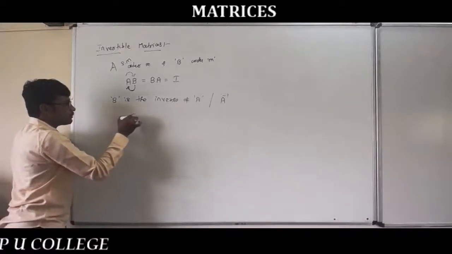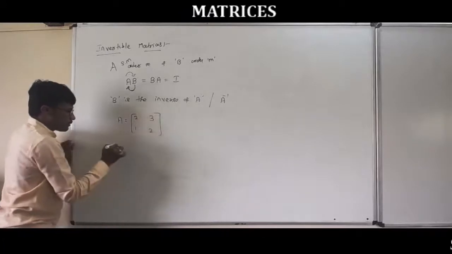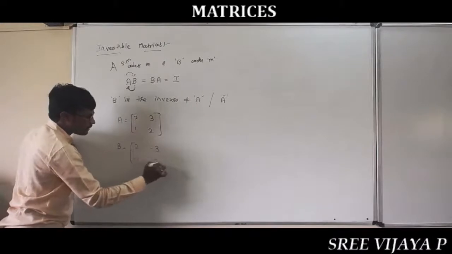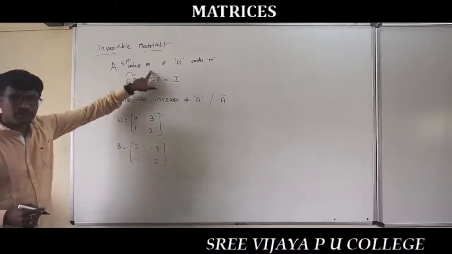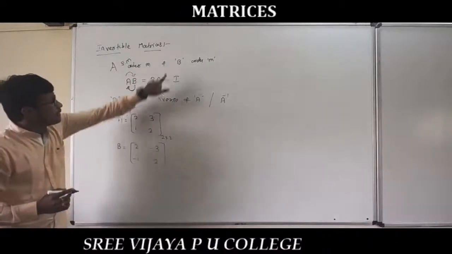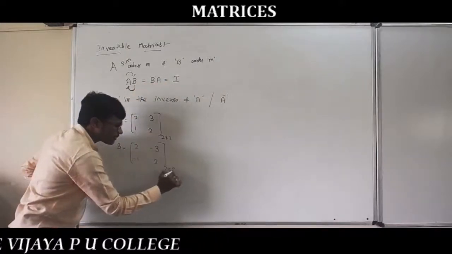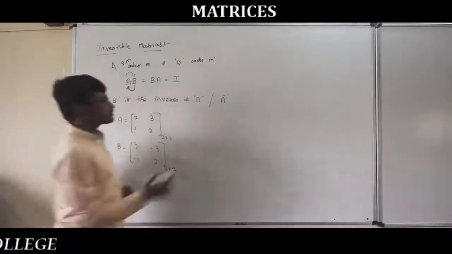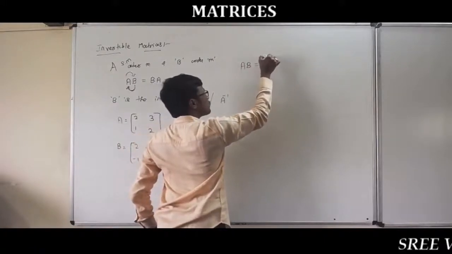A equals 2, 3, 1, 2, B equals 2, minus 3, minus 1, 2. Is A a square matrix? Yes, it is a square matrix of order 2 cross 2. Another matrix B is also a square matrix of the same order, that is 2 cross 2. If multiplied, AB, then I can multiply A and B. So you know how to multiply the two matrices, right?